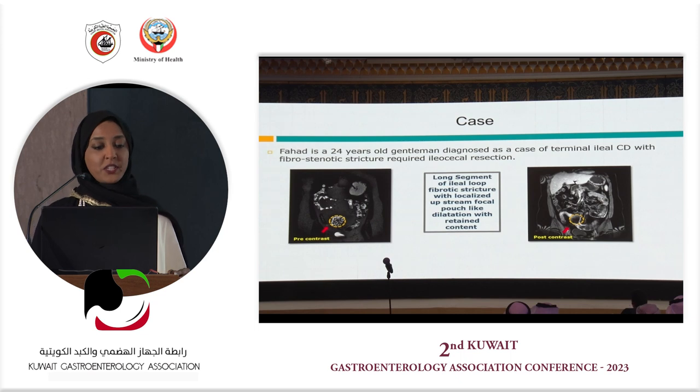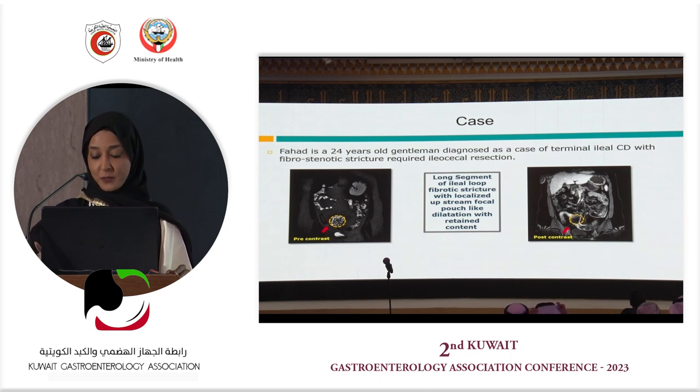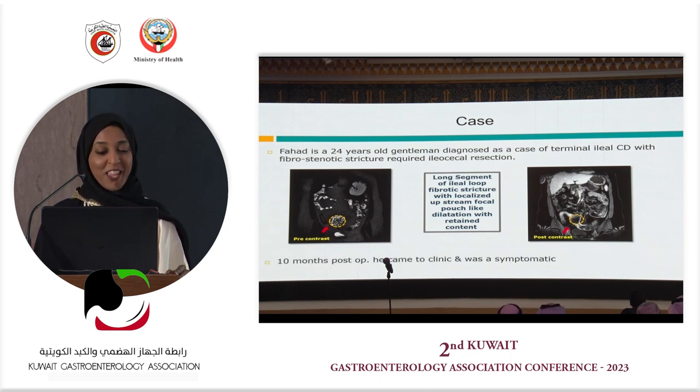So starting with a case, we have Mr. Fahad. He is 24 years old, diagnosed as a case of terminal ileal Crohn's disease. It was a fibrostenotic stricture, and we can see here from the MRI images, even pre or post contrast, we had long fibrotic strictures with pre-stenotic dilatation. He underwent ileocolonic resection. The patient did very well. He was totally asymptomatic, and as usual, typical Arabic patients, he disappeared.